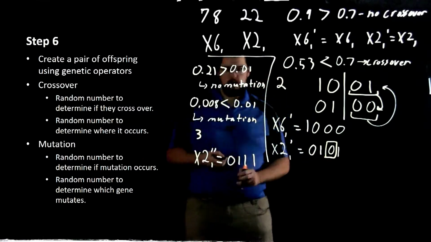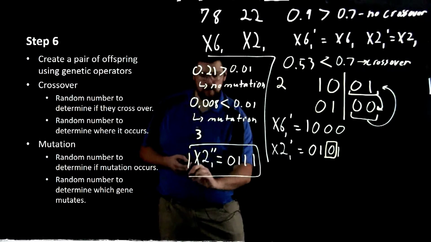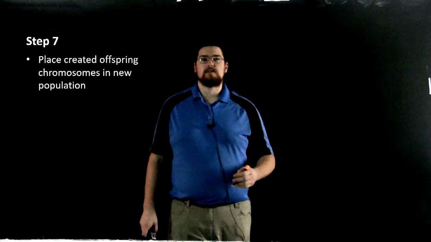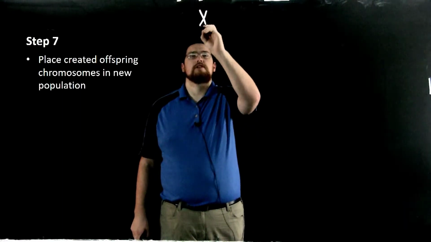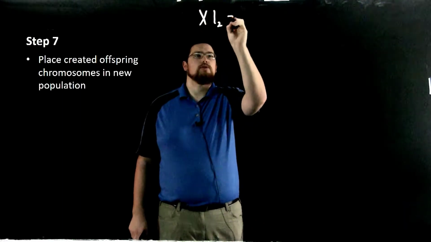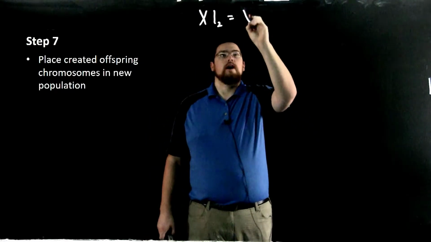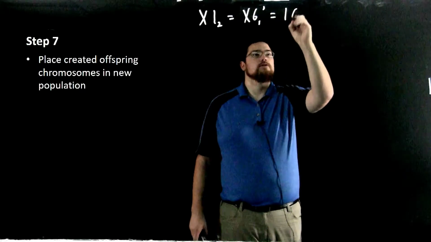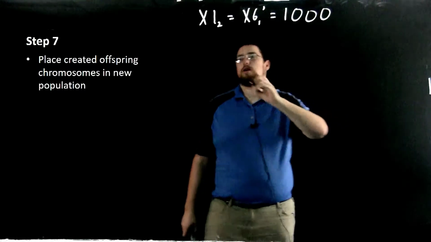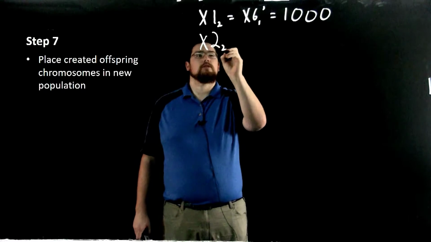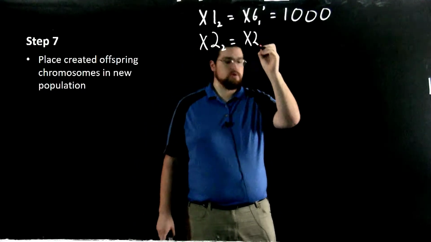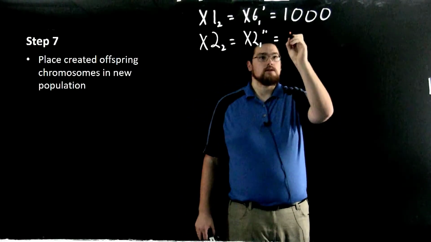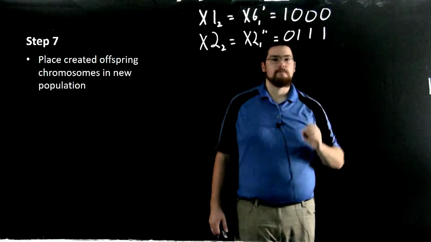Now that we've completed our crossover, we have our 2 offspring here and here. With those offspring, in step 7, we assign them to the new population. So our x1 sub 2 is now equal to x6 sub 1 prime, which was 1, 0, 0, 0. Our x2 sub 2 is equal to x2 sub 1 double prime, which was 0, 1, 1, 1.